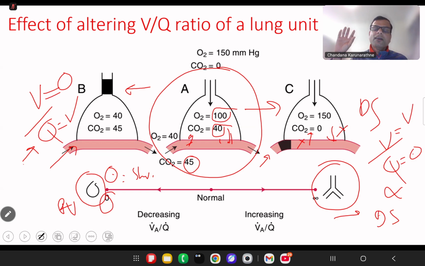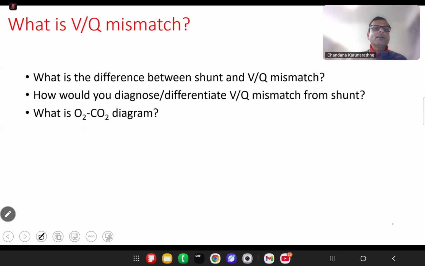So you have dead space, you have shunts, and then you have what we call a VQ mismatch. So what is VQ mismatch? Can anyone try to explain the difference? Because a lot of people think shunt and VQ mismatch are the same thing. Anyone try to explain what VQ mismatch is? At least what you know about VQ mismatch? Anybody?